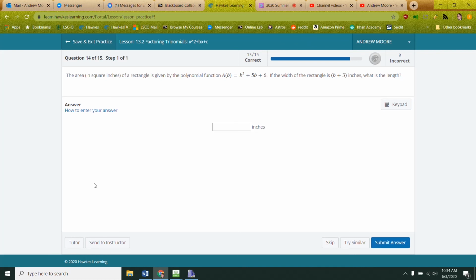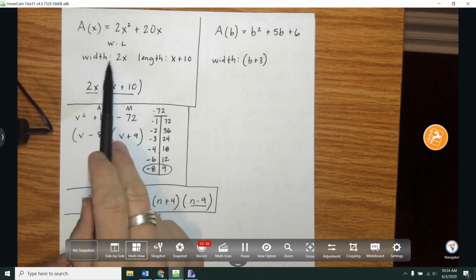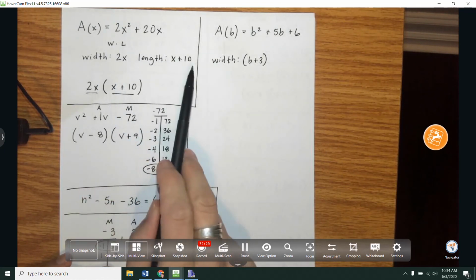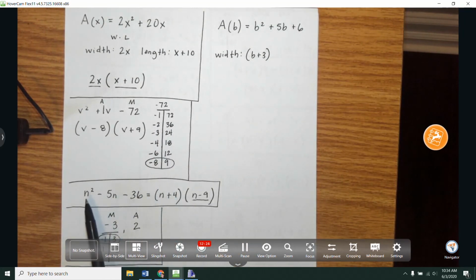The area in square inches of a rectangle is given in the polynomial function A of b is equal to b squared plus 5b plus 6. The width of the rectangle is b plus 3 inches. What is the length? This one is a lot like what we did here. They've given us the width and we're looking for the other half of it. So instead of a greatest common factor, they've given us something like we dealt with here. They gave us one of these linear factors already. We just have to figure out what the other one is.